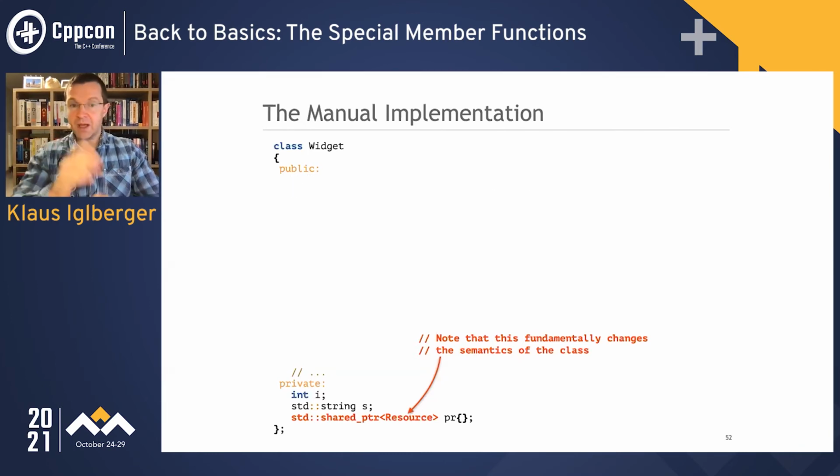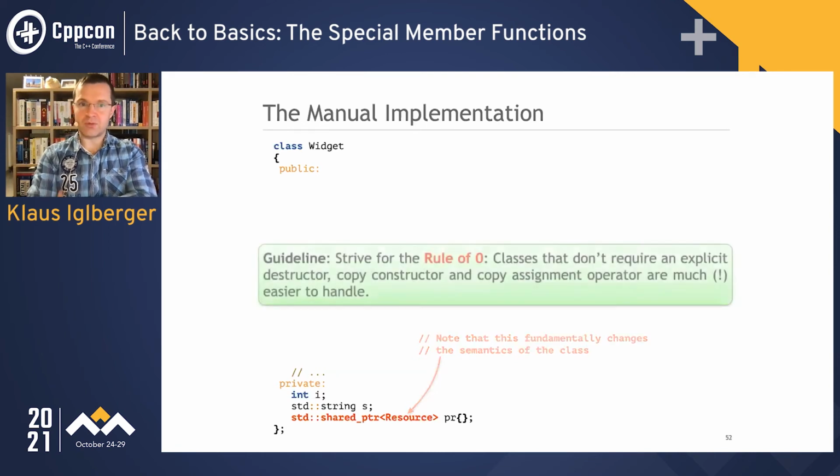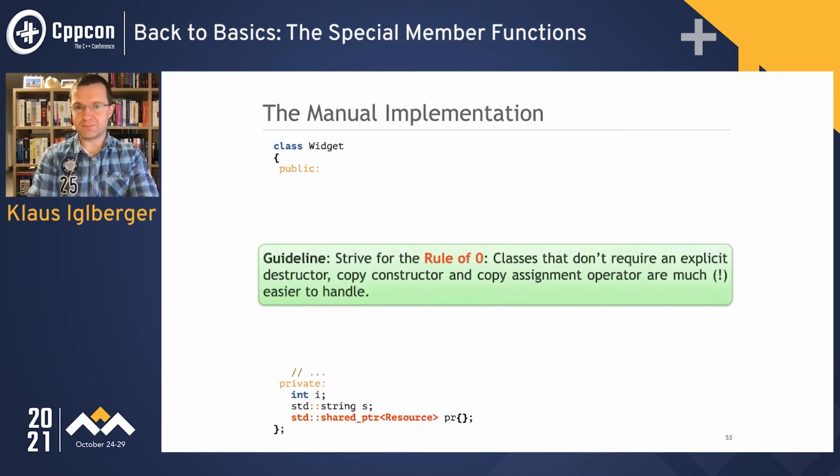It can be cleaned up. Everything suddenly is automatically generated. The compiler version works perfectly. And suddenly this is so much easier. Suddenly we don't have to think about any of these copy operations, the destructor anymore. Much easier. And this is exactly what we refer to as the rule of zero.